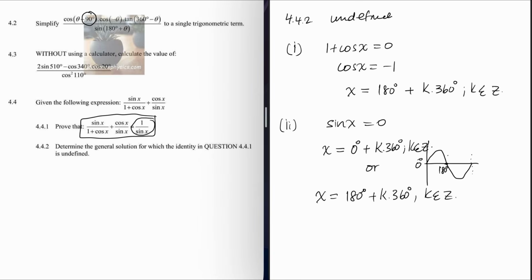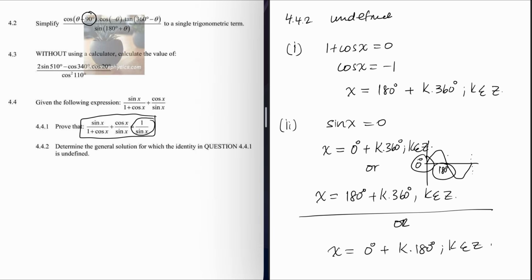Now for those of you who prefer a more elegant solution, you will notice that every half cycle is 180 degrees, and every half cycle you are going to get a value of 0. So you could just say x is going to equal 0 plus k 180, and k is going to be an element of z.